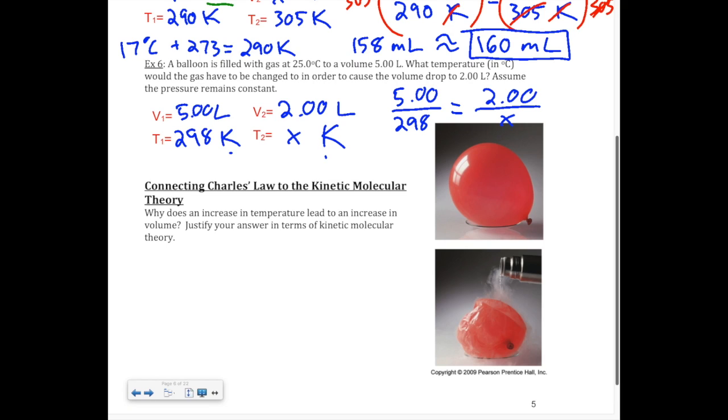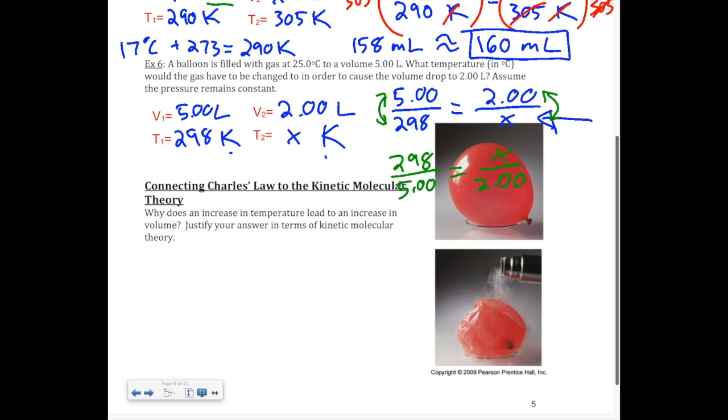Now, the tricky part about this is that you have an x in the denominator, and that is actually kind of hard to isolate if you don't know the trick. The easiest trick is to just flip both sides. You're going to take the inverse of both sides, which you're allowed to do as long as you do it to both sides. That needs to be 298 divided by 5.00 and make this x over 2.00. Once I've done that, that is a lot easier to manipulate.